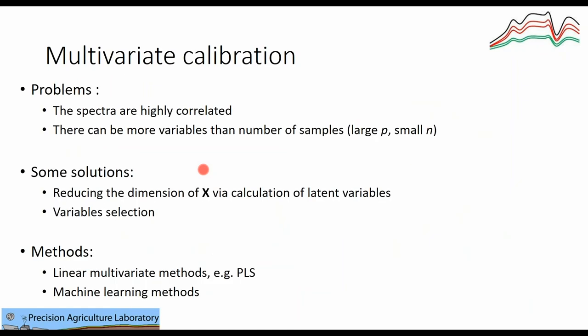Anyway, so some solutions to the problem of multivariate calibration is basically reducing the dimensions of X as the target variable, via calculation of latent variables. This sounds very technical, but the principle is principal component decomposition, which was created in the 1800s. It's a statistical method of reducing the amount of variables. It's just a mathematical procedure, but it was only possible to solve until the 60s when we had computers.